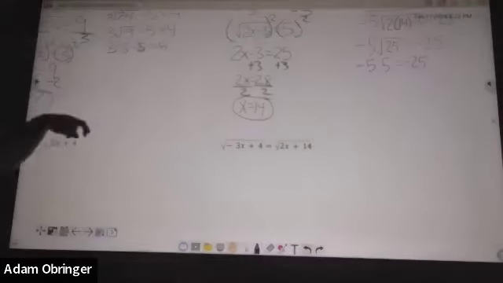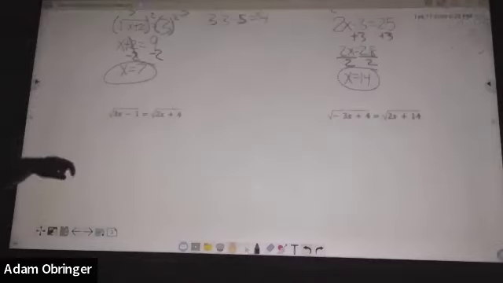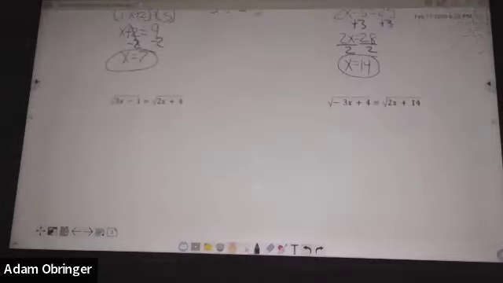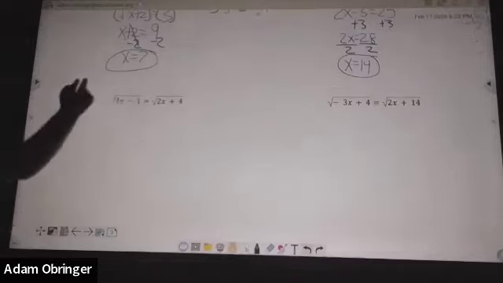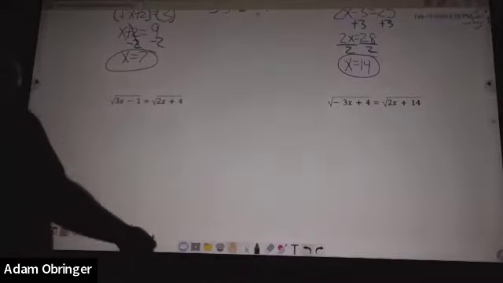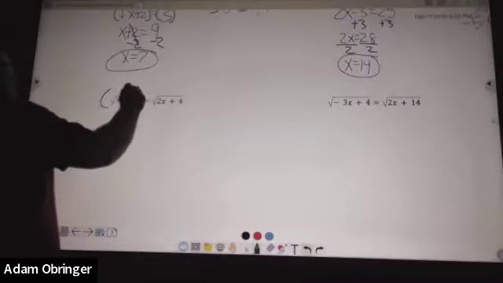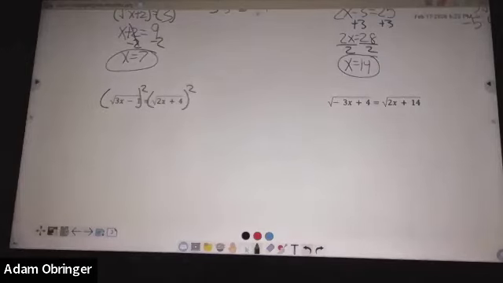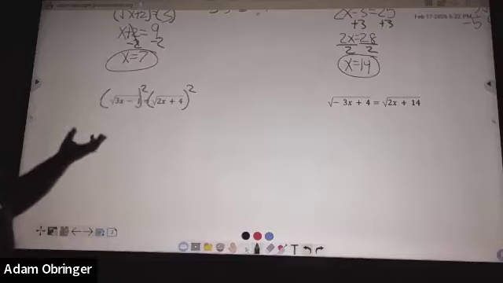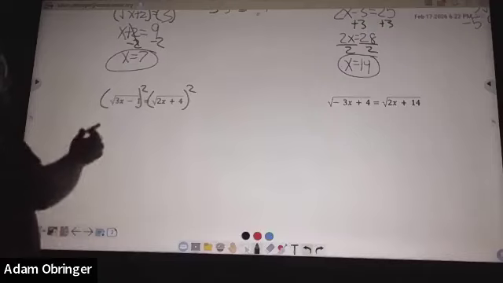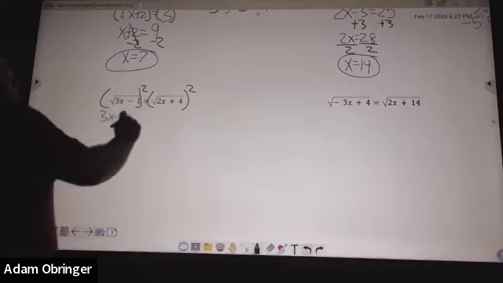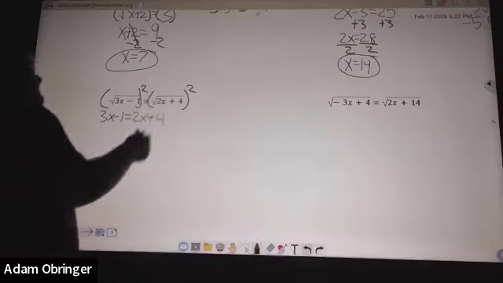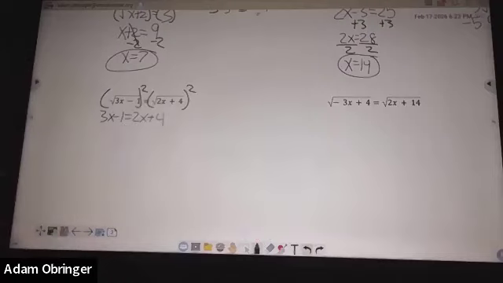The last problems, we've got square root of 3x minus 1 equals square root of 2x plus 4. When we're working with this one, we've got a square root on both sides. So I would recommend you put a parentheses with a square and a parentheses with a square. If you square both sides, that's going to cancel both of those square roots. So we have 3x minus 1 equals 2x plus 4. And from here, it's just a problem you would have faced in Algebra 1A.